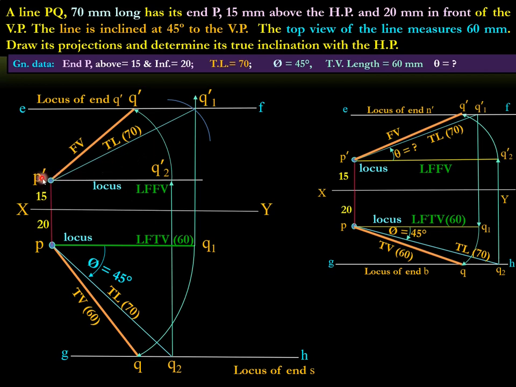Measure the angle between the p dash q2 dash line and the true length line on the front view side, which will give us the true inclination of the straight line with the horizontal plane. Join the point q dash with q. Ensure that the end projector q dash q is parallel to the end projector p dash p and it is perpendicular to the XY line.